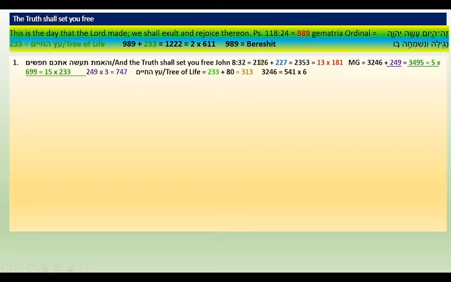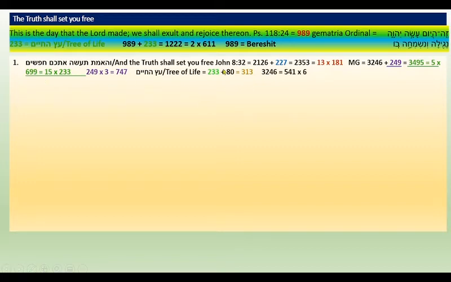If I thought about it long enough, it would probably indicate the three books: the Torah of Moshe, the end that is wedged in the beginning, that is, Mashiach ben David, and then Mashiach ben Yosef, representing the tree of life. So anyway, back to this: the truth shall set you free.